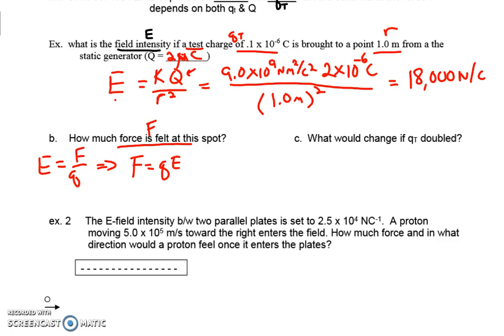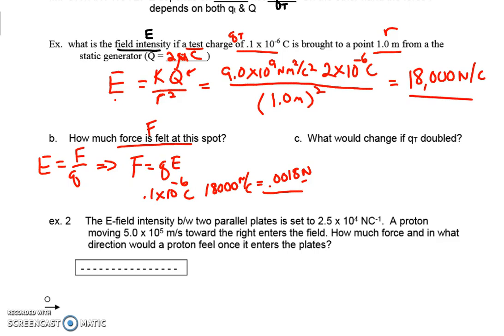So anyway, what's the charge, our qt? It was 0.1 times 10 to the negative 6 coulombs. Our field intensity, we found out, is 18,000 newtons per coulomb. So we multiply those two numbers, and we get 0.0018 newtons. It's got to be newtons because it's a force now. So we see that even though the field intensity is really large 1 meter away, when you're bringing a standard test charge, the amount of force is going to be small. We're not going to be dealing with coulombs of charge.